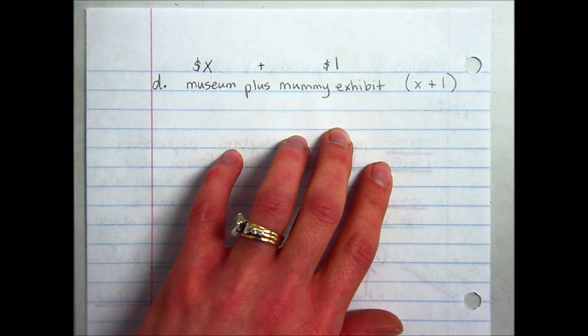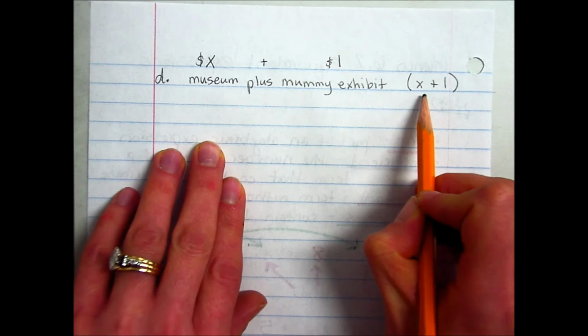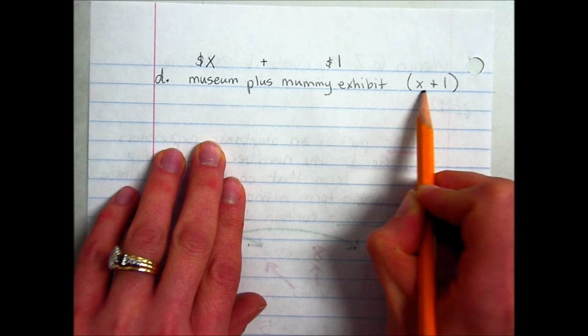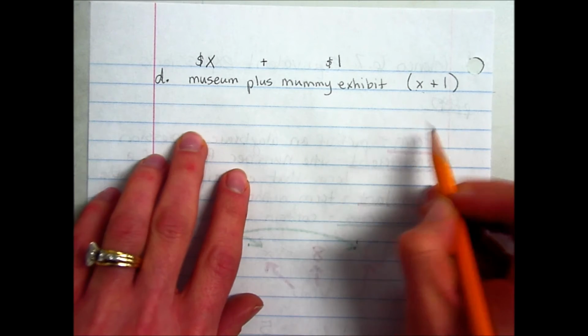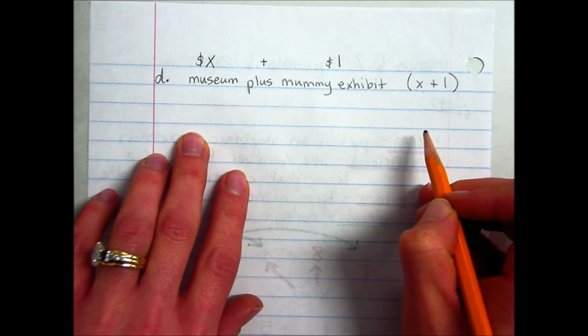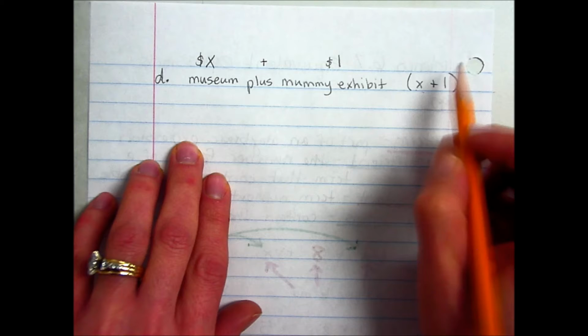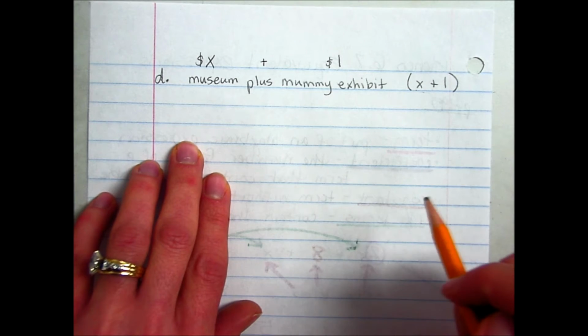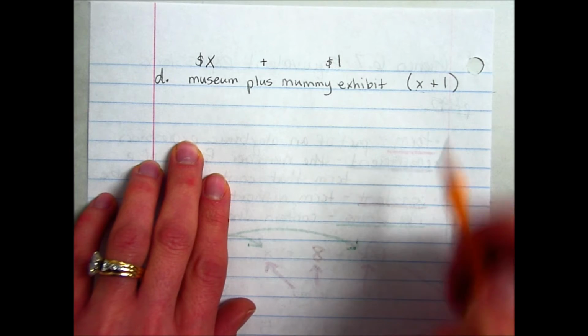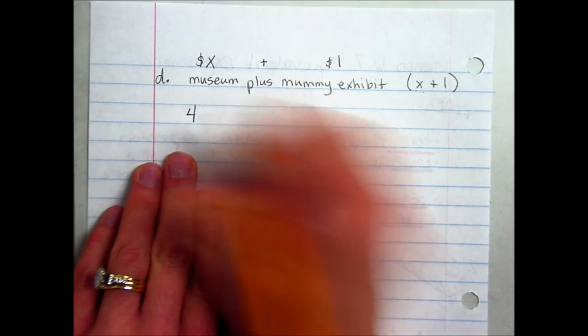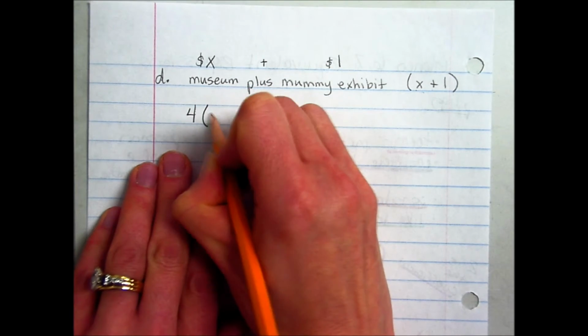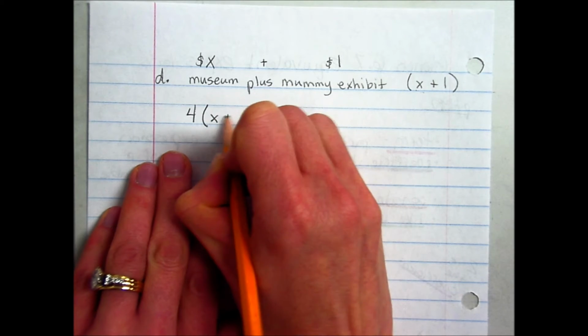All right. So it tells us we've got 6 friends going, but only 4 want to do both. So if 4 want to do museum plus mummy, how can I write that? Put a 4 under the X. No, we're not dividing. Each friend has to pay X plus 1. So that would be multiplication. 4 friends pay for the museum plus the mummy.